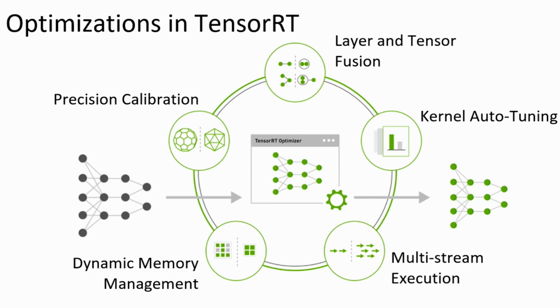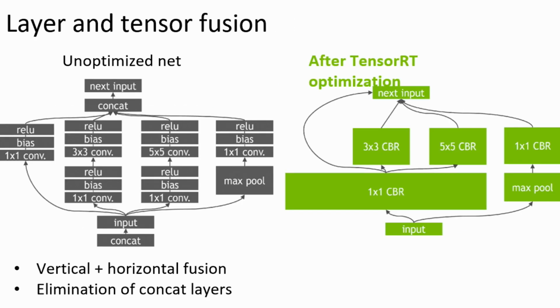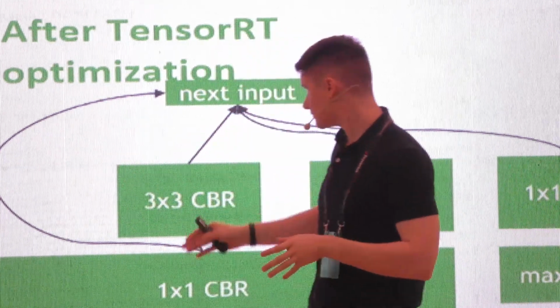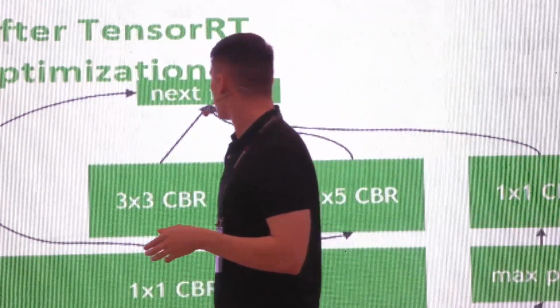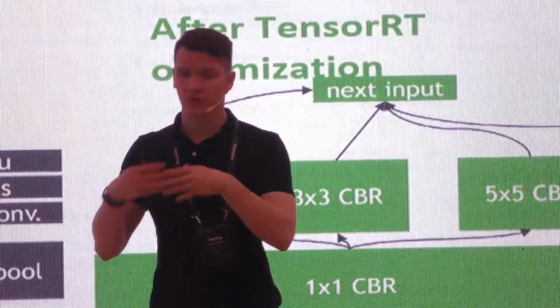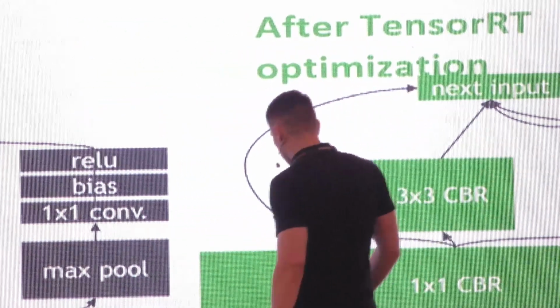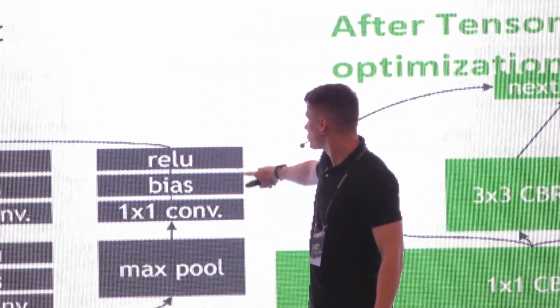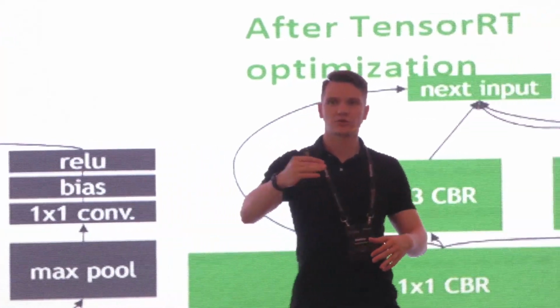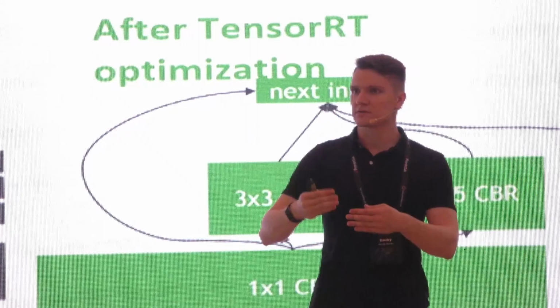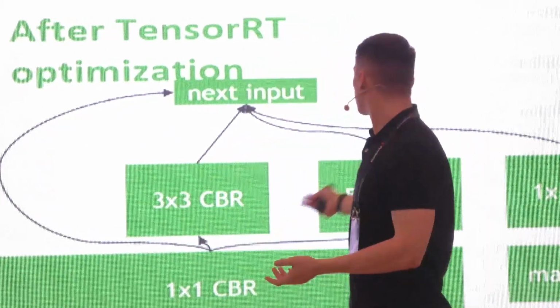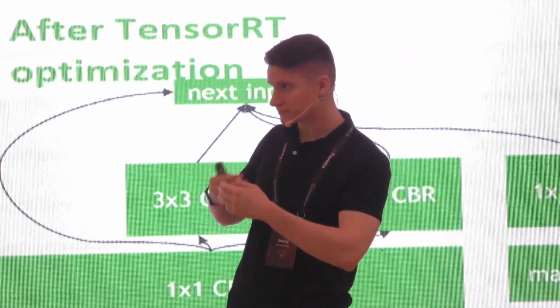There are a lot of them, but let's focus on three main things. First of all, it will do layer and tensor fusion. Here's an example of an unoptimized net, or in other words, an unoptimized part of the very well-known GoogLeNet Inception network on the left, and on the right we have the graph after TensorRT optimization. So what do we have here? You see on the left, for example, we have things like these three: convolution, bias, ReLU. Or in another case, convolution, batch normalization, ReLU. And actually, these are different layers in terms of other frameworks. But in TensorRT, we can merge them together and get a single layer, a single implementation.